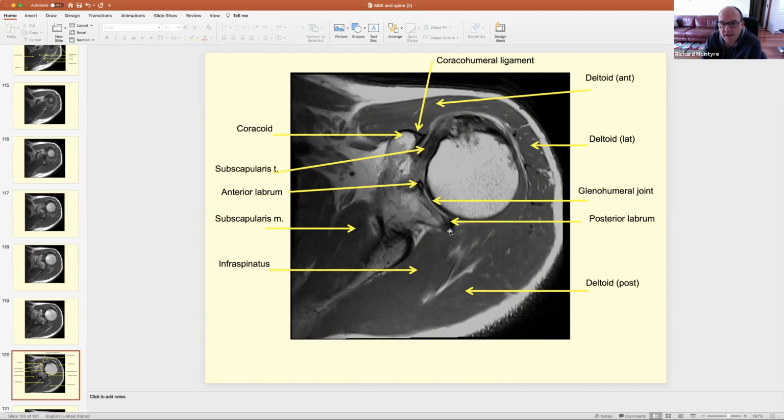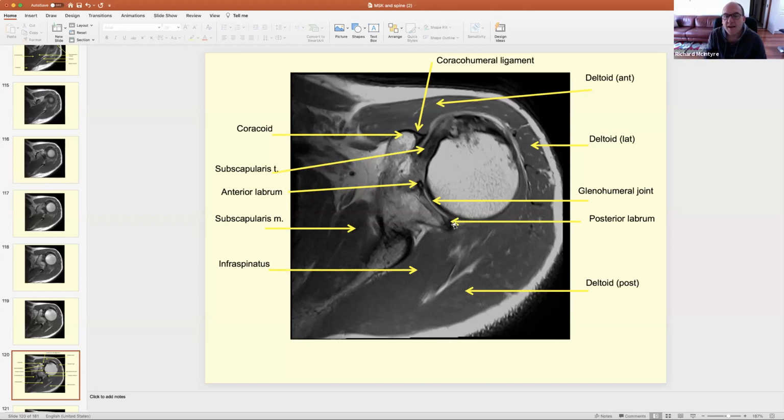Now the labrum is important for the shoulder joint because it's an extension of the shoulder joint. Okay, so without the labrum, you can see the little dark labrums here, posterior and anterior labrum. Without those labrums, that shoulder joint is going to sublux. It's going to come out of the glenoid fossa. Okay, that labrum just acts as a little extension to the joint.